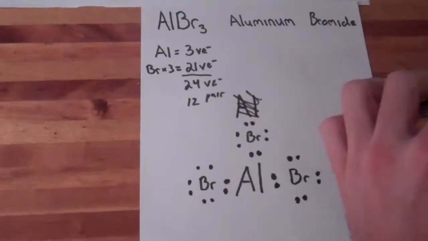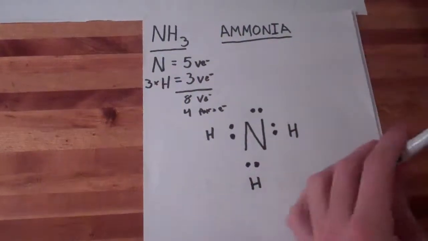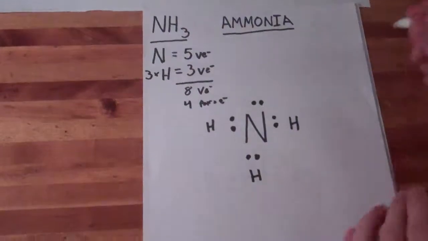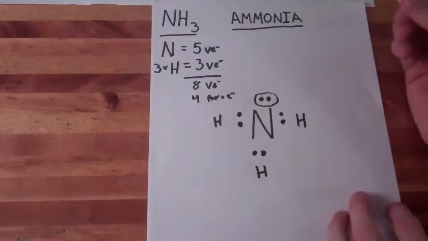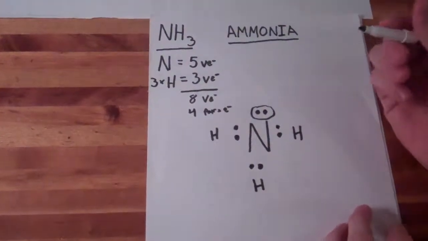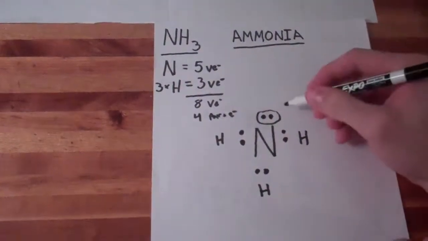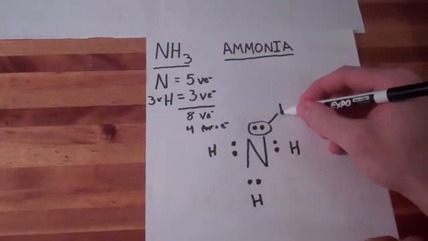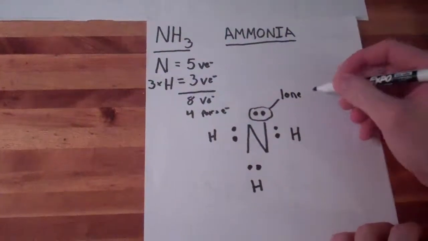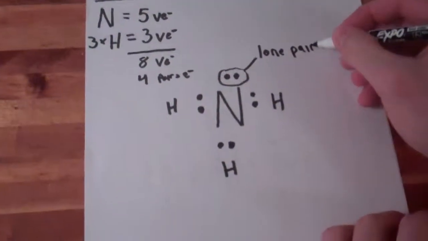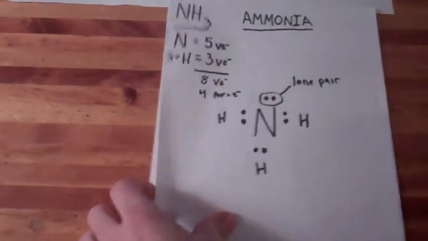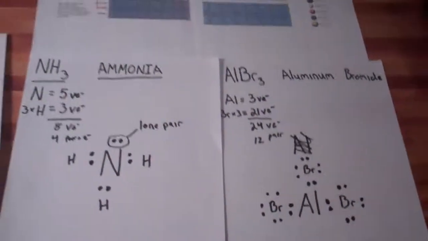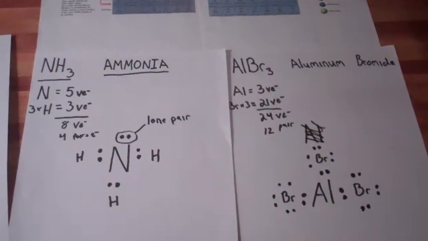One quick note that I forgot to mention in the first one is that in ammonium you have these pairs right here, which are left unbonded, and that makes them a lone pair. Just a little side note for you guys to understand. And those are the two for ammonium and aluminum bromide.